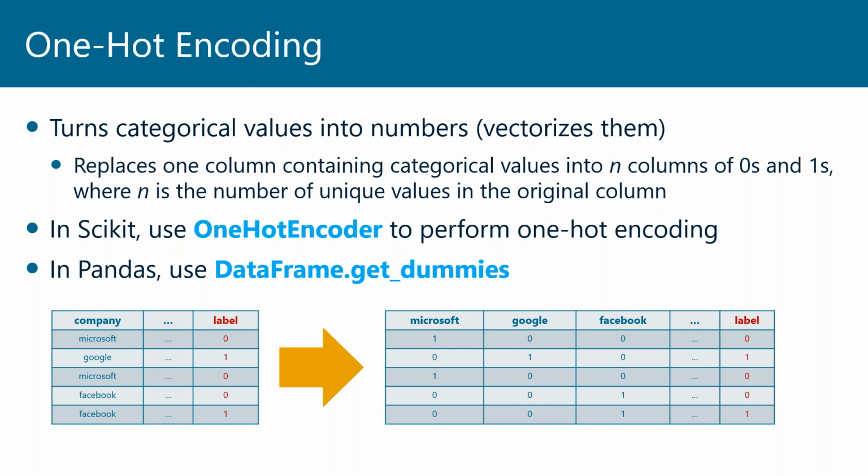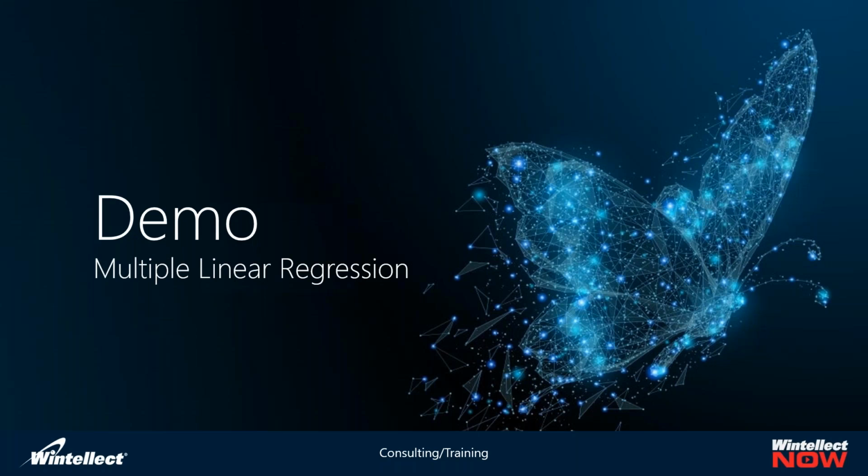So that is what one-hot encoding is. It is the most common way to turn categorical data into numeric data that a model can understand. Scikit has a class named OneHotEncoder that will do it for you. Or if you're using pandas, and you almost always are when you're using Python and Scikit, you can call get_dummies on a data frame to do the one-hot encoding as well. So let's look at an example.